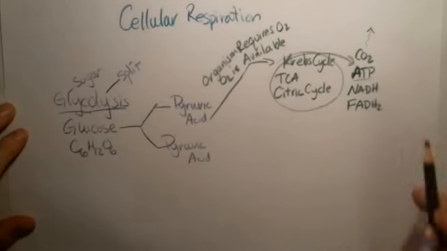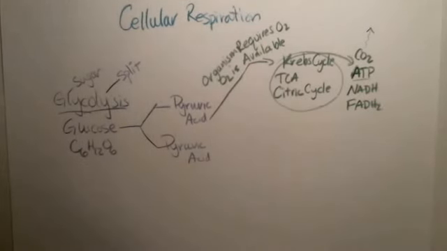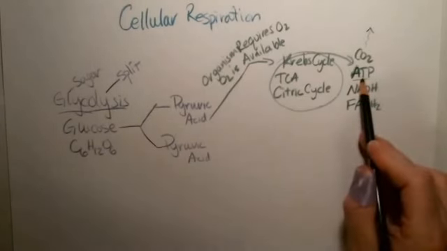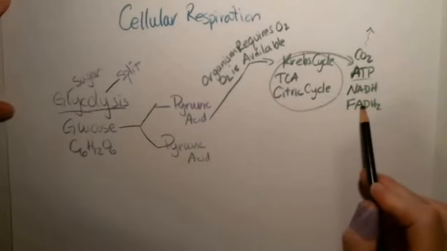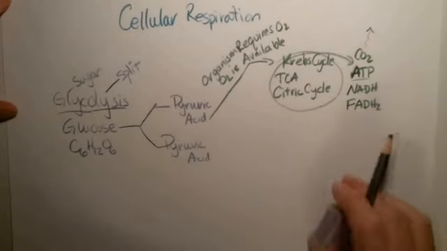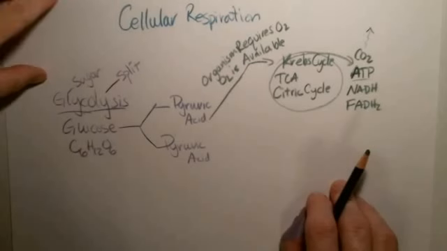ATP, this is the small energy molecule that we want to have. It's got the right amount of energy for lots and lots of reactions that the cell needs to do. So that's really what we're looking for. NADH and FADH2 are electron carriers.